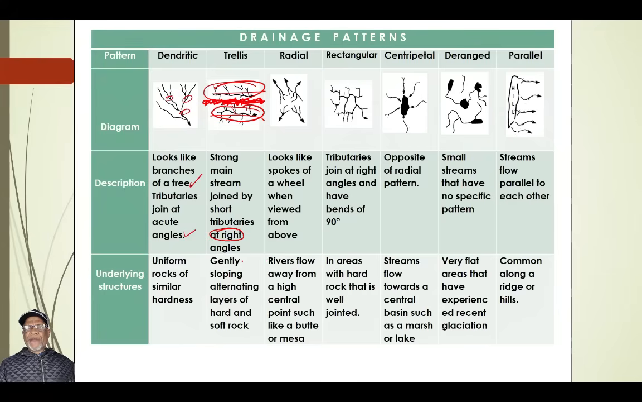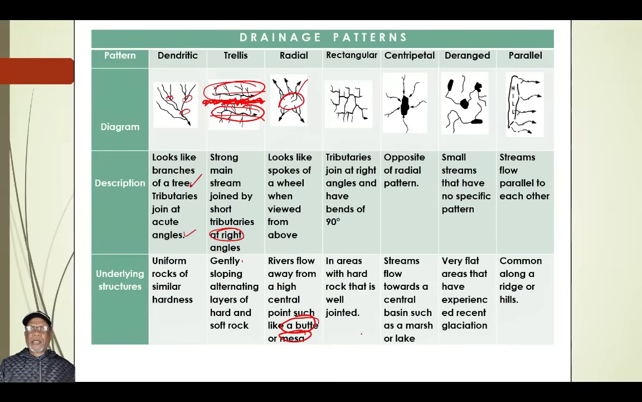Then what do we have? We have radial. Radial simply means to radiate, which means water is falling onto this high-lying area and the streams radiate. They flow away from the high point. It's usually found where you might have a mesa or a butte or any high-lying area that can allow for that. And then we have the rectangular pattern.